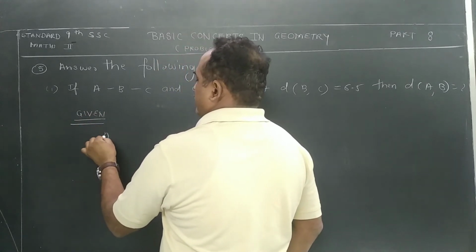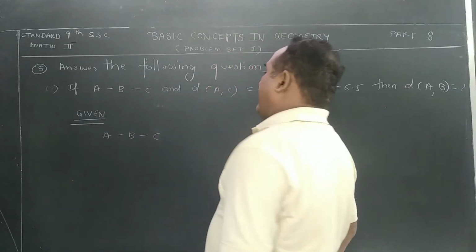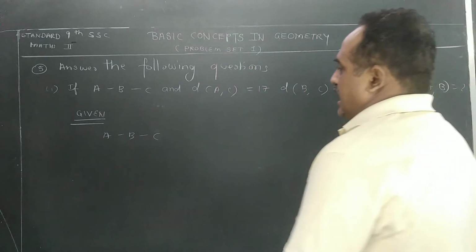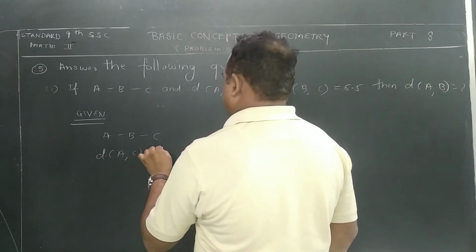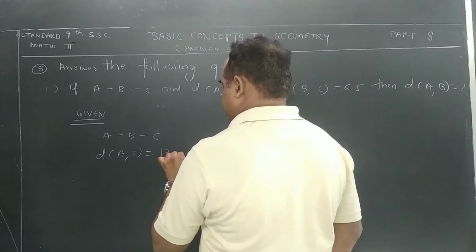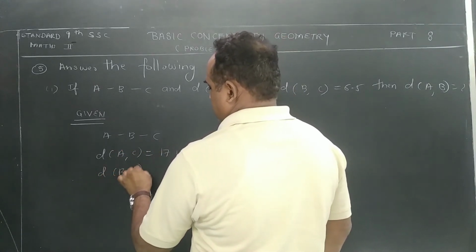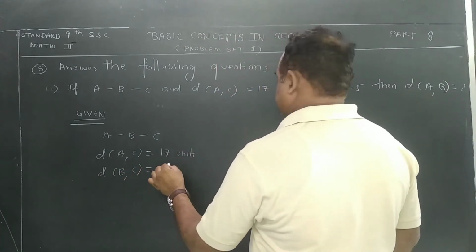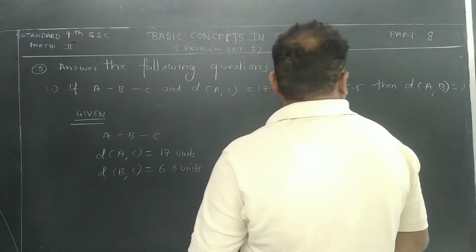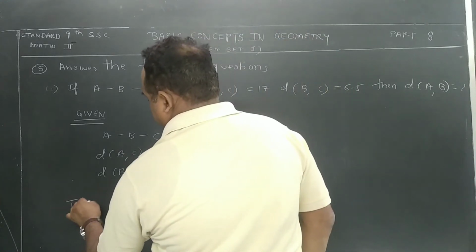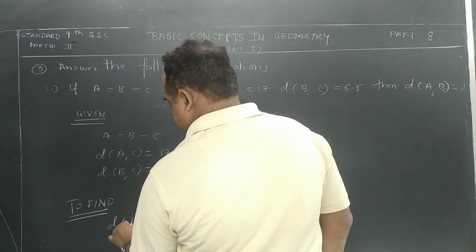What is given to you? First thing is B lies between A and C. A, B, C are collinear points. Distance AC is equal to 17 units. Distance BC is equal to 6.5 units. And what they have asked us to find is distance AB.